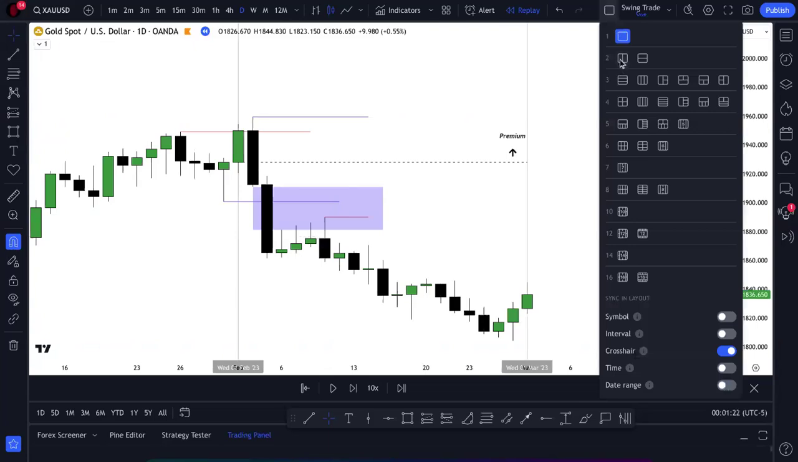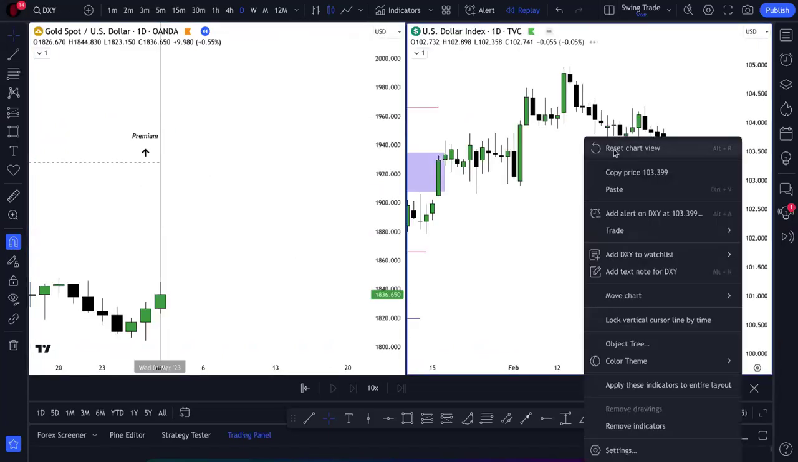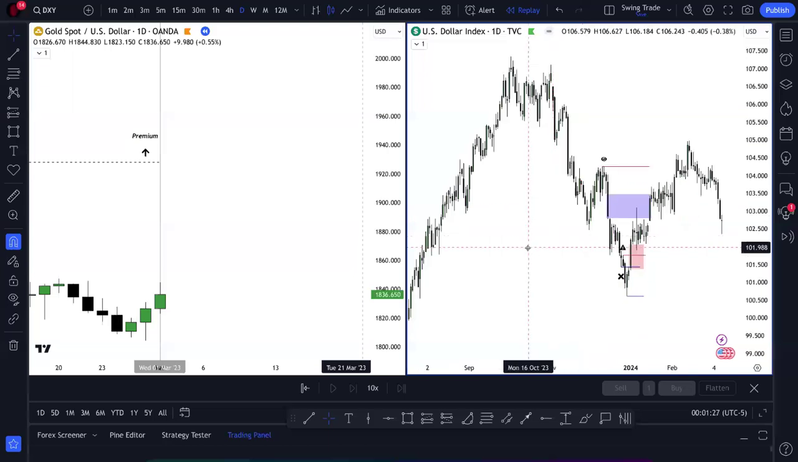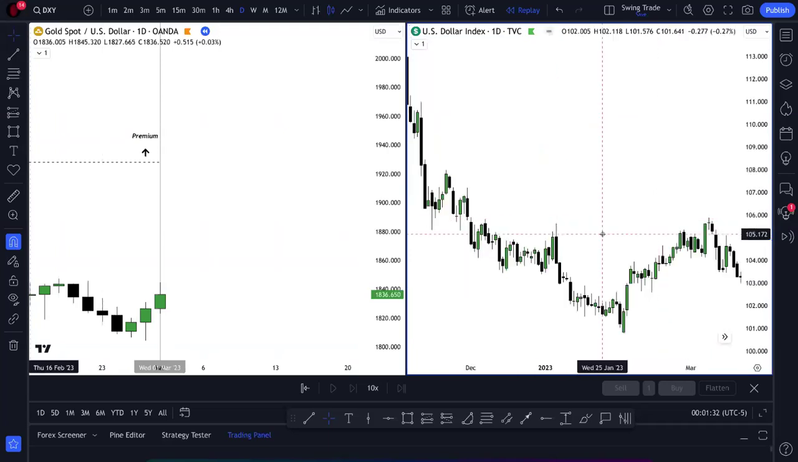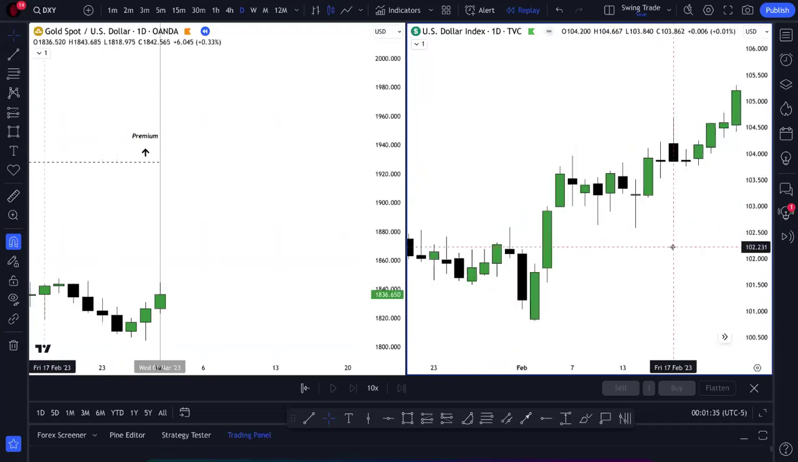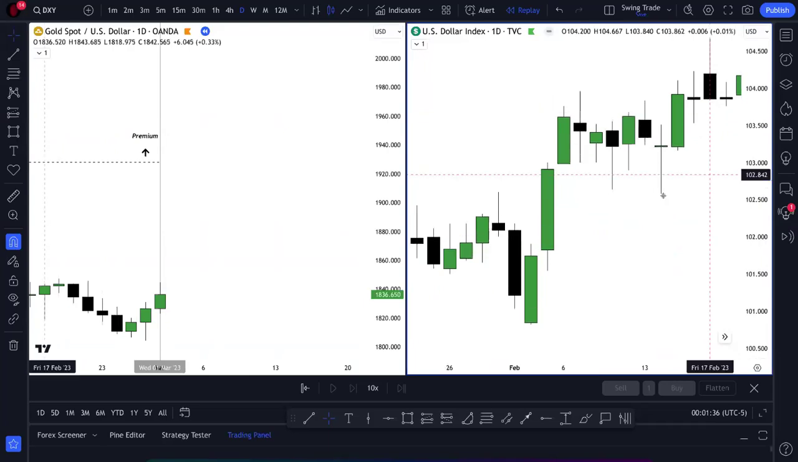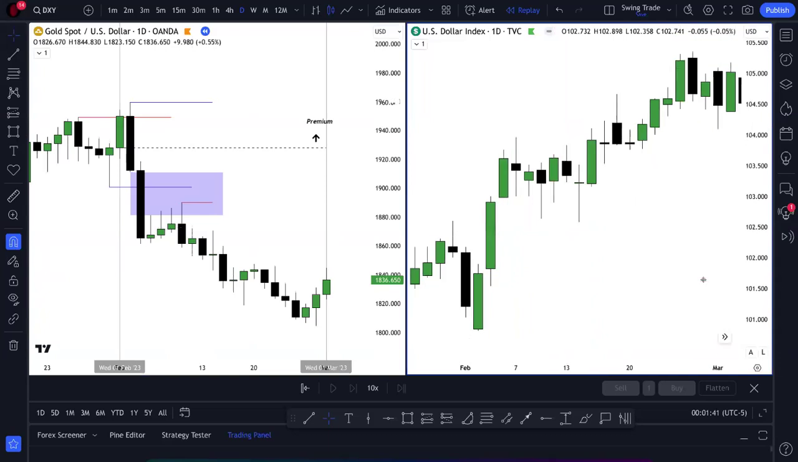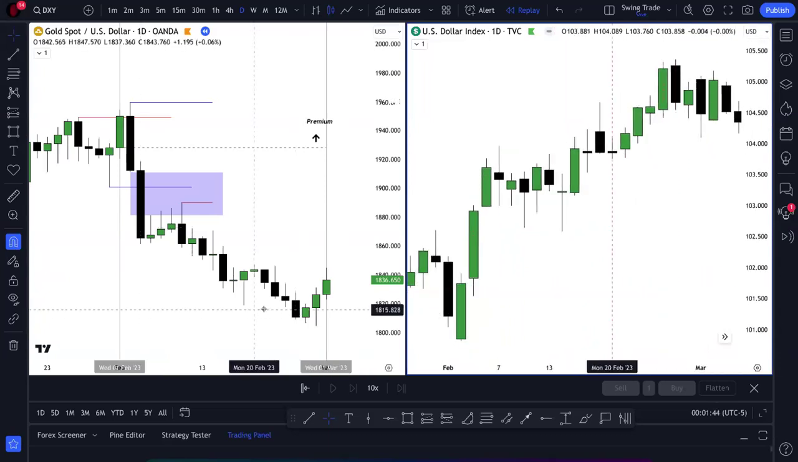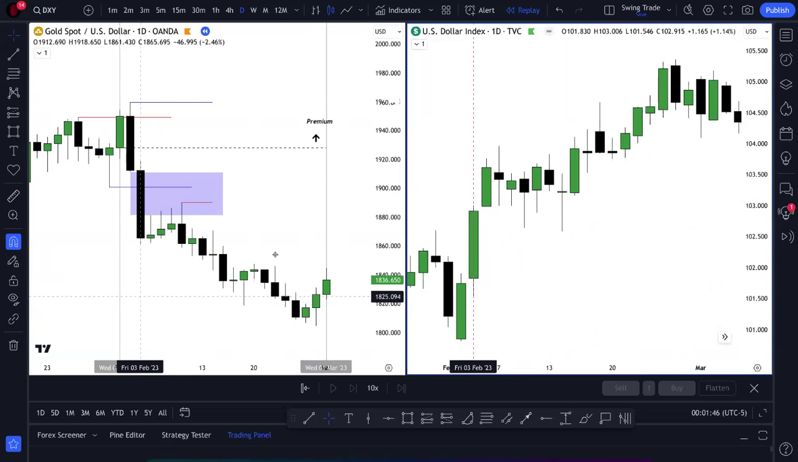You put that side by side with DXY, and it's completely opposite. Look at that. For February, it's completely opposite. I'm showing you market correlation here too. I'm showing you the correlation between gold and dollar in the same way of me explaining trend.